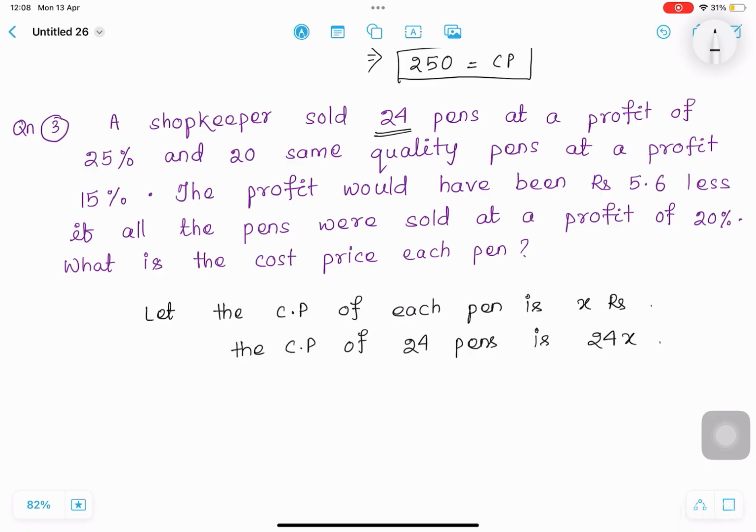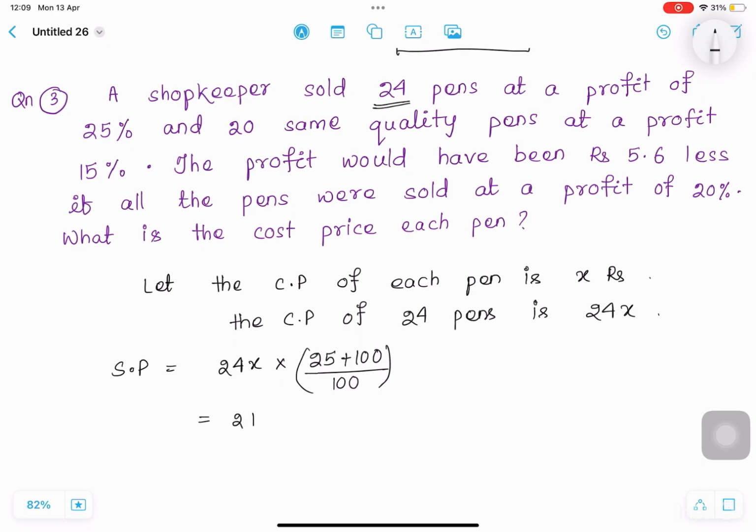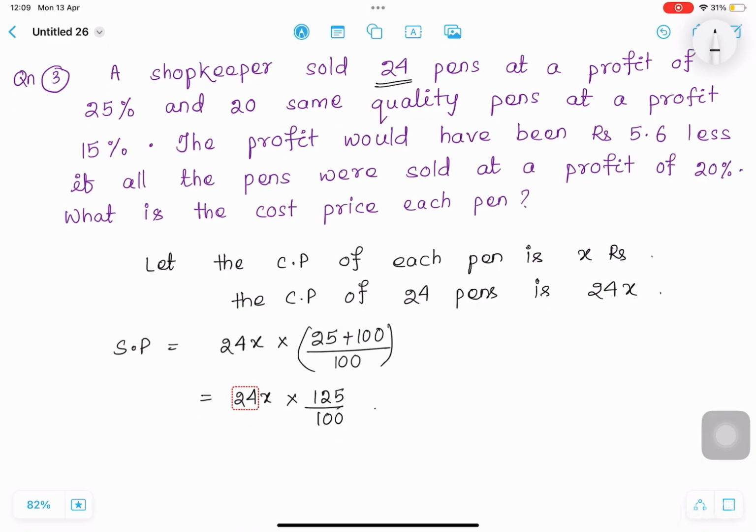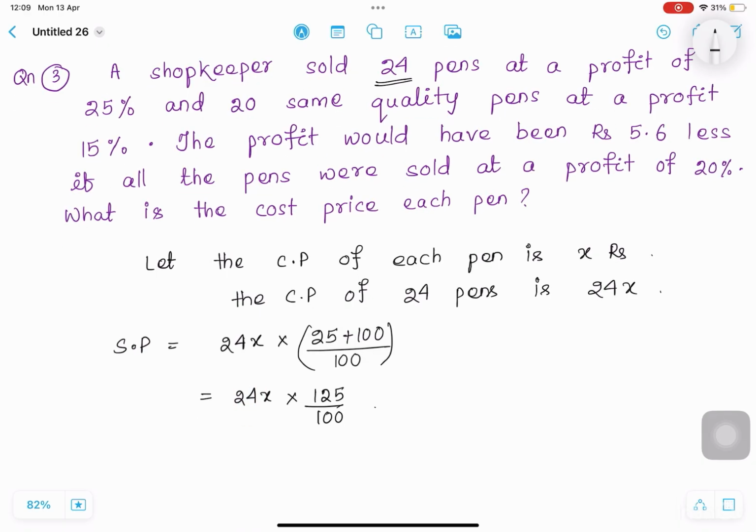Then he is selling at 25% profit. So selling price will be cost price into profit percentage plus 100 by 100. So 24x into 25 plus 100 by 100. So 24x into 125 by 100. Now I am just writing like this, I am not doing the cancellation.